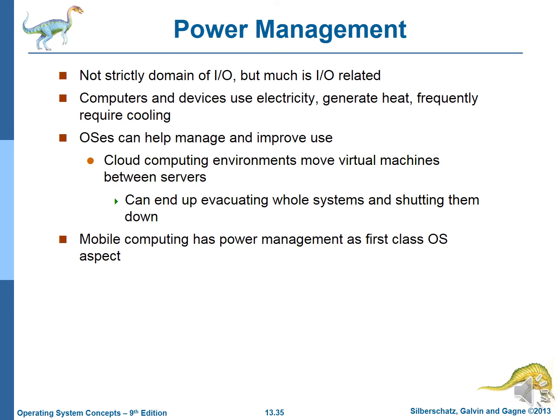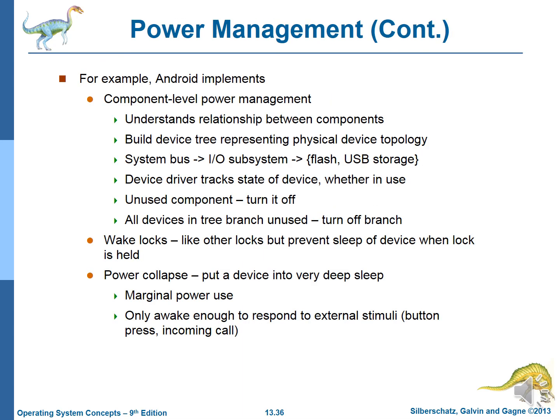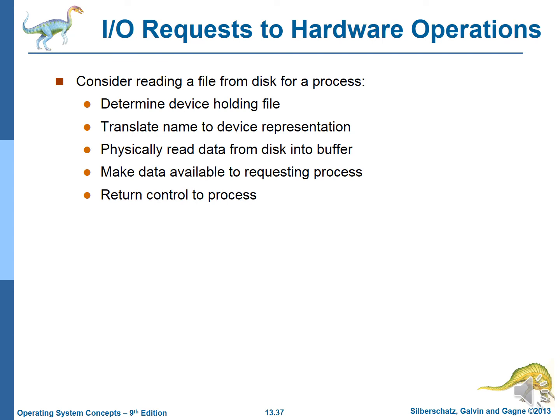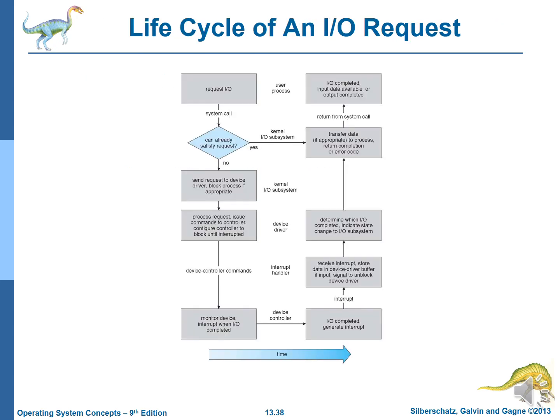Power management: not strictly IO, but the OS can help manage and improve it. Mobile computing has power management as an OS concept. Android has component level power management, wake locks, and power collapse. Transforming IO requests to hardware operations: consider reading a file from a disk. Determine the device holding the file, translate the name to a device representation, make data available to the requesting process, and return to the process.